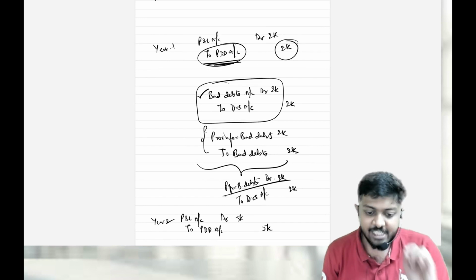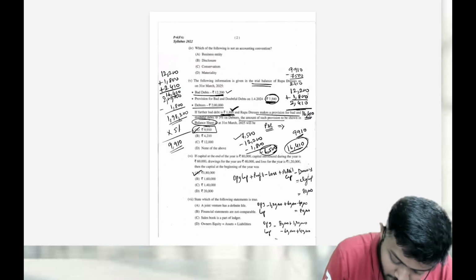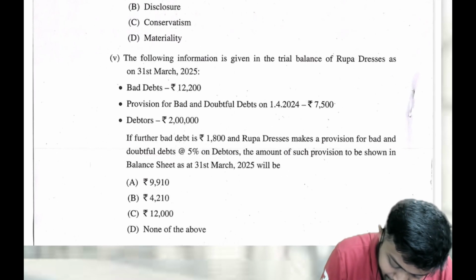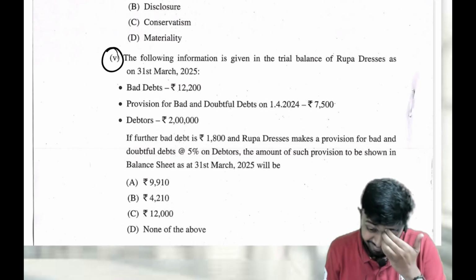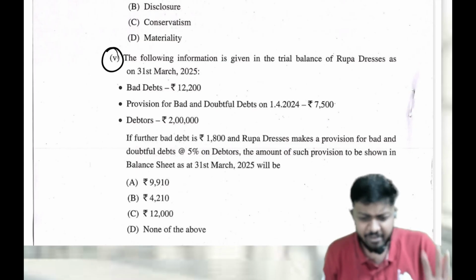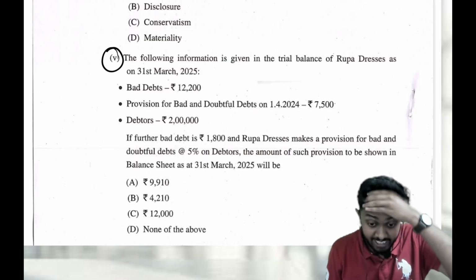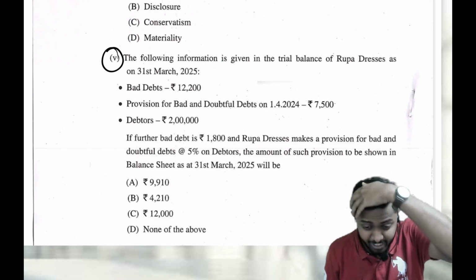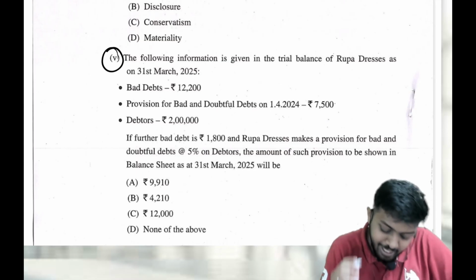Now let's understand this via one example, which is there in the June 2025 paper. It actually came in one MCQ. Generally, it is either given in MCQs or normally given as questions, but it is tested. Somewhere it will be tested. If not here, it will be tested in final accounts. Now, what has happened in this question?